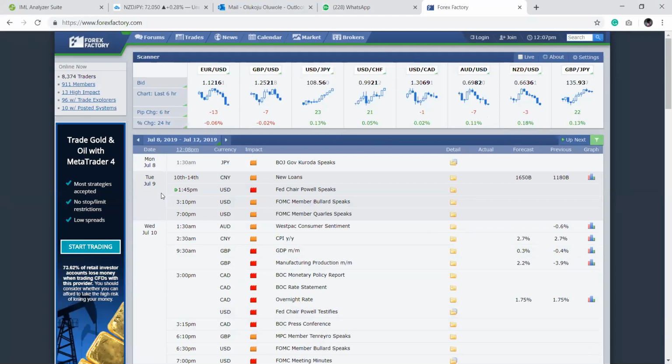Red and orange. So tomorrow, 1:45 USD, we have a high impact news. Federal Chair Powell speaks. I'm not sure it's going to be high impact news anyway, because sometimes you have red folder and it's not always high impact. If what Chair Powell wants to speak about is not something serious, then it's not going to do anything. FOMC member Bullard speaks. FOMC member Quarles speaks. All these guys are just talking. So I think it's just going to be the same meeting.